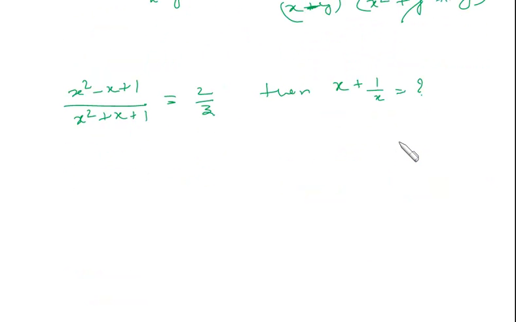Let's take the next one. X square minus x plus 1 upon x square plus x plus 1 is equal to 2 by 3, then find x plus 1 upon x. Now how would you get x plus 1 upon x over here?